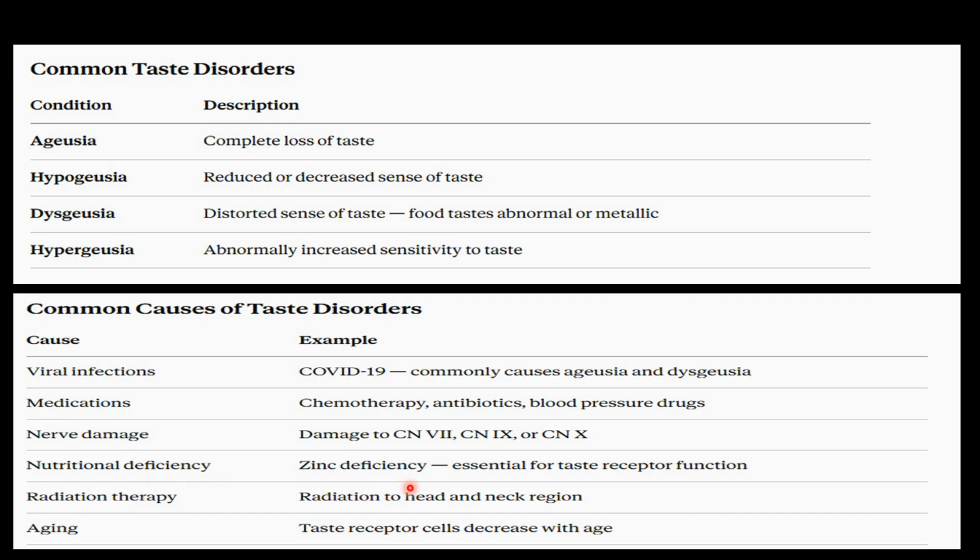If zinc is less, then you won't be able to taste the things properly, because it is essential for taste receptor function. Then we have radiation therapy, radiation to head and neck region. Then we have aging. Of course, aging is also a major cause, because taste receptor cells decrease with age. Okay, so these are all the things that we should know about the taste disorders and its common causes.